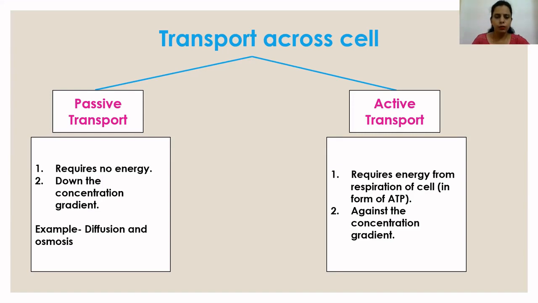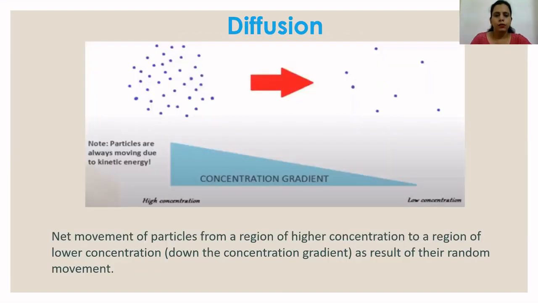So in this video, we are going to learn about diffusion, which is a type of passive transport. When we talk about diffusion, just look at this image given on the screen. On the left side, you have so many particles, so here the concentration of particles is more. On the right side, the same molecules are present, but here the concentration of molecules is less.